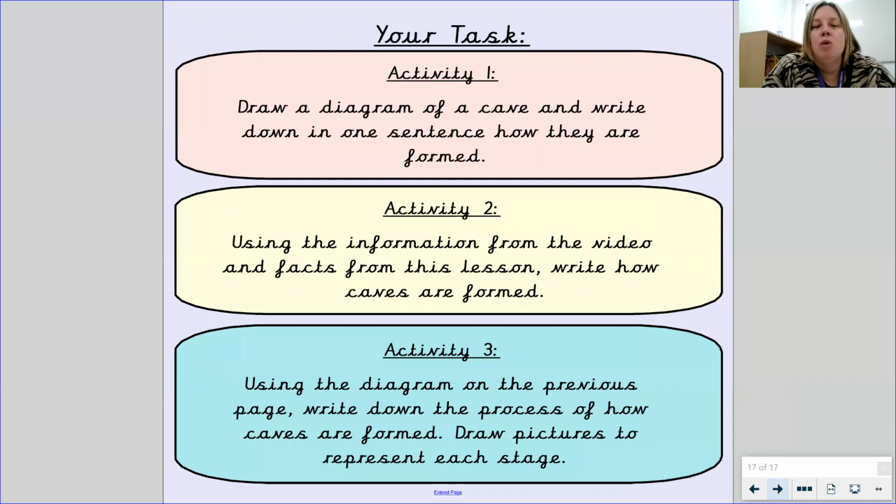So for activity 1, you need to draw a diagram of a cave and write down how they are formed. For activity 2, you need to use information that is in the video and some of the facts in the lesson to explain how caves are formed. For activity 3, you need to use the diagram on the previous page and write down the process of how caves are formed. You need to draw a picture to show me each step.